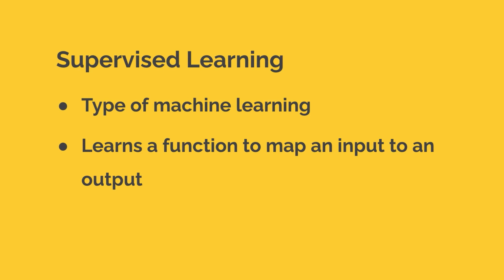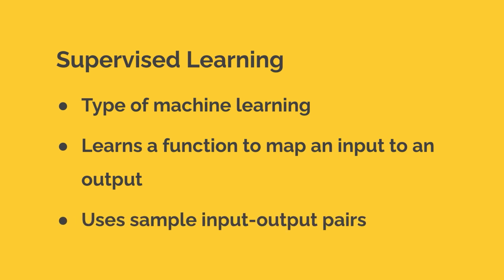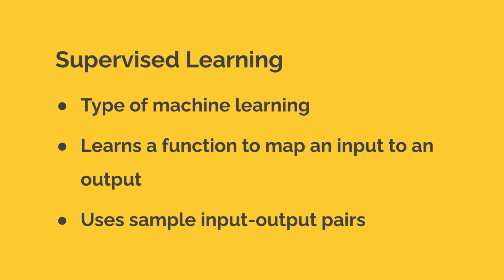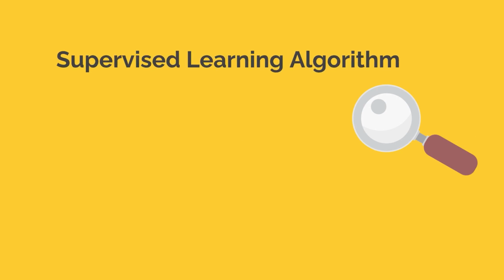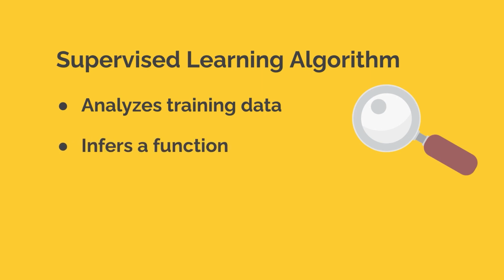With supervised learning, a model learns a function that maps an input to an output. So an algorithm will learn how to describe the relationship between an x and a y. X is your input, and every x has an output pair known as a y. And let's talk about how the algorithm works. First, the algorithm will analyze your training data, and it will infer a function. It will learn the relationship between x and y.